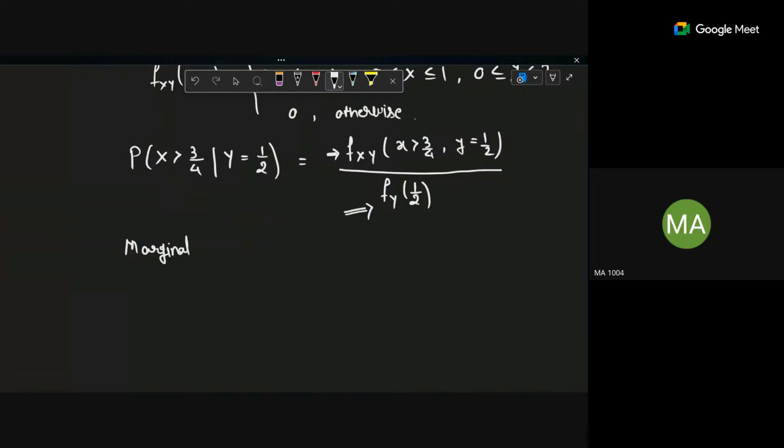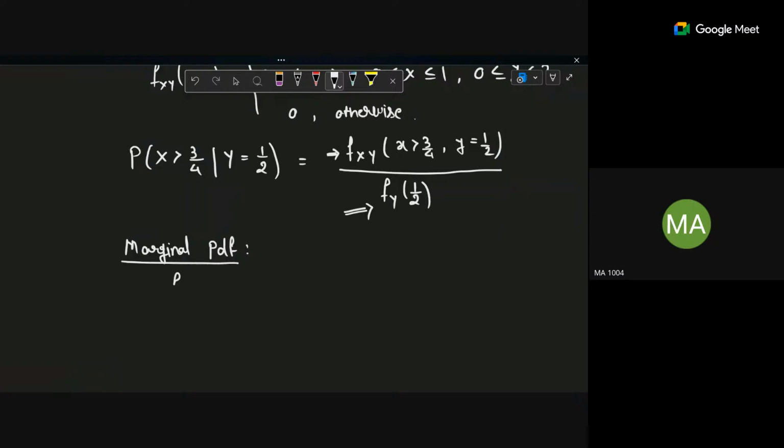Do you understand why I changed my word from PMF to PDF? Because your x and y are continuous random variables, you can't call it a PMF, it's a PDF. A density function, not a mass function, okay?